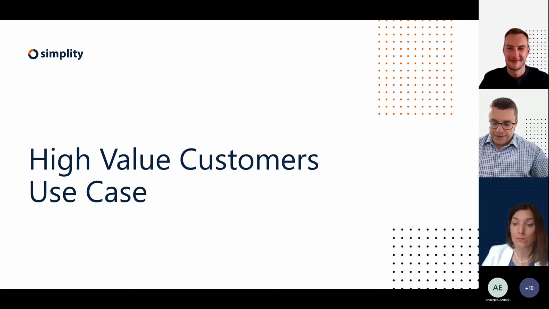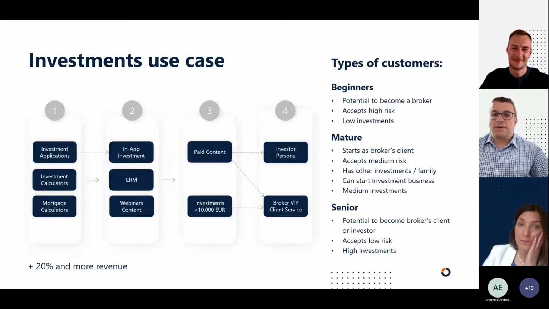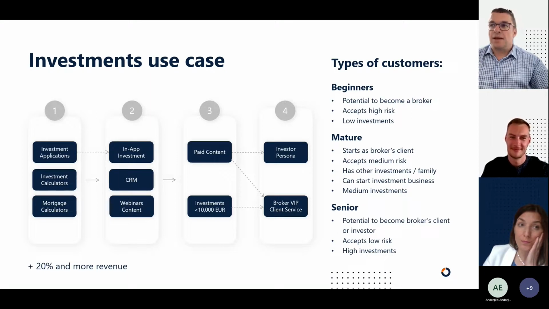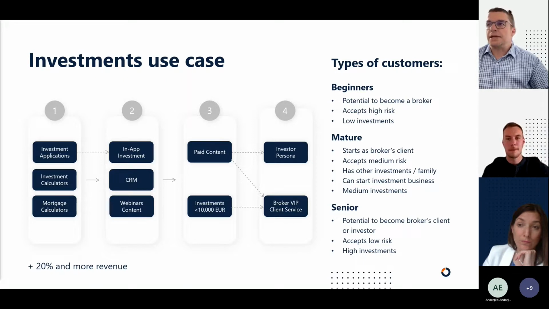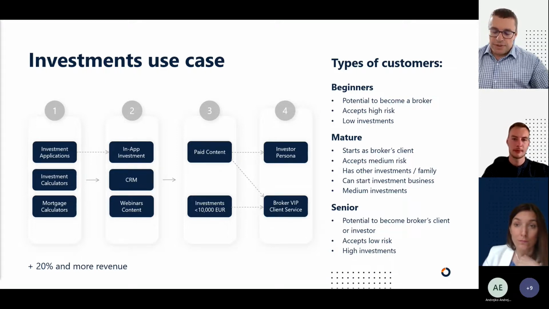Thank you, Jan. When we take a look at our investments use case, I just want to start first with customer segmentation, and let's in this investment company divide our customers into beginners, mature, and senior segments. According to what Jan said, the most important are customers who have really high CLTV value, and these we can say are those senior customers.